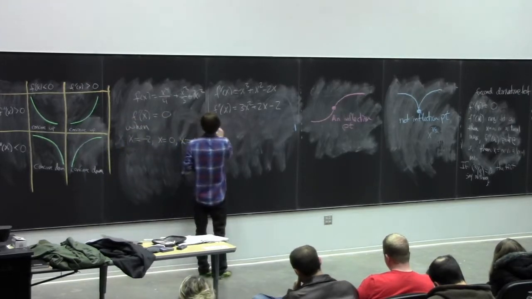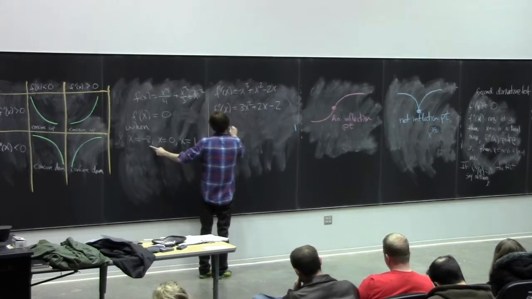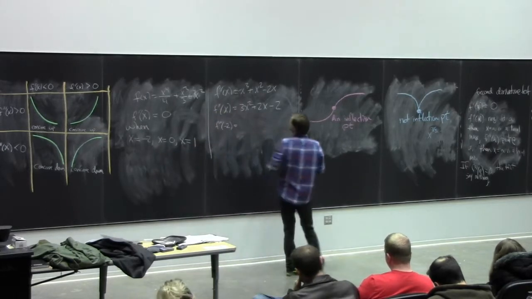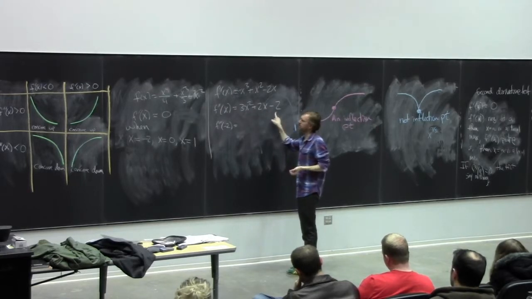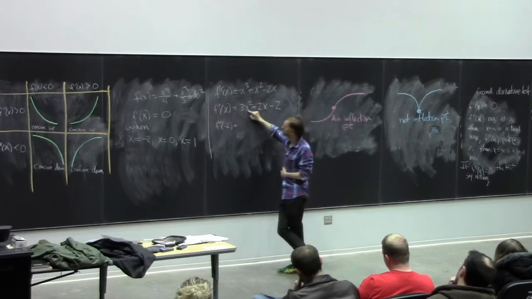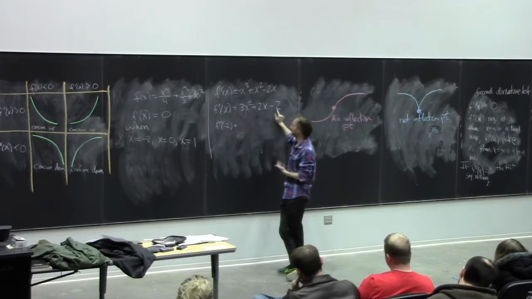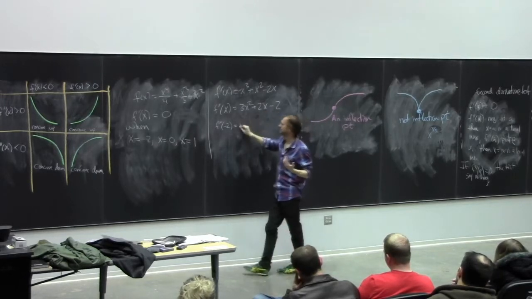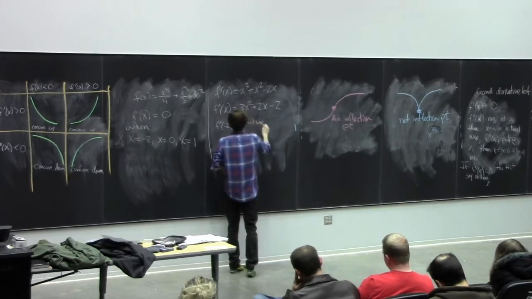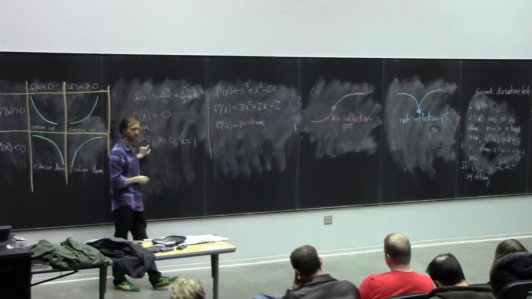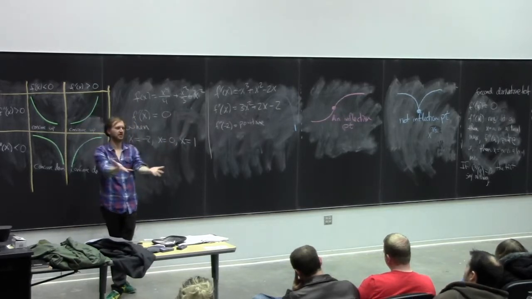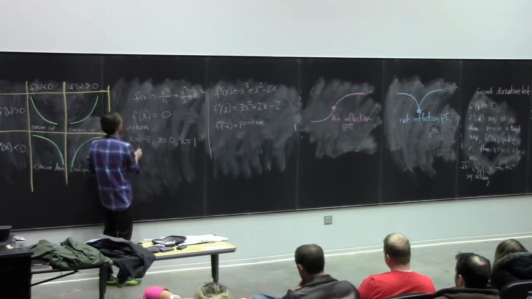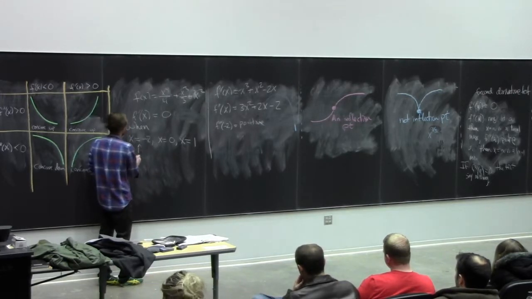So let's see. F double prime of -2 is equal to -2 squared is 4, 4 times 3 is 12, minus 4 minus 2 more. It's positive, right? What does that tell you about this point? If the second derivative is positive, it's concave up. So this has to be a local min.